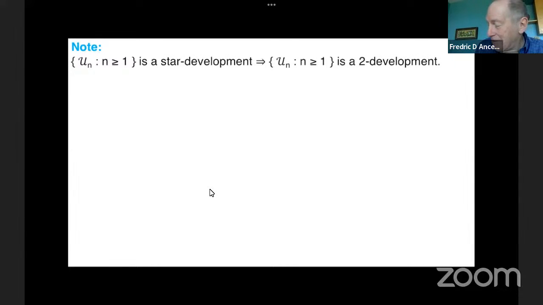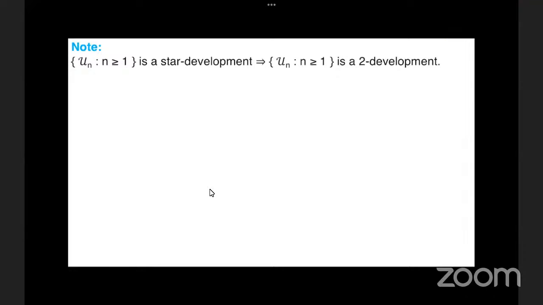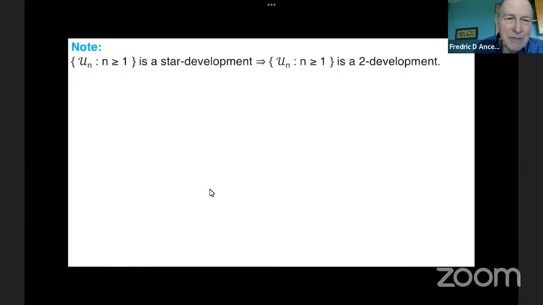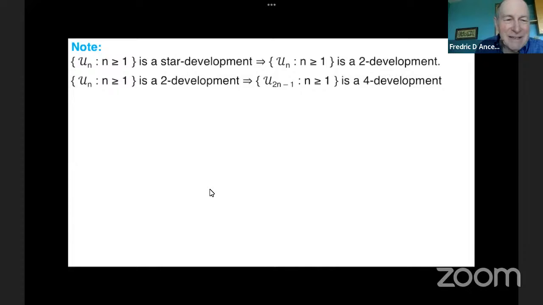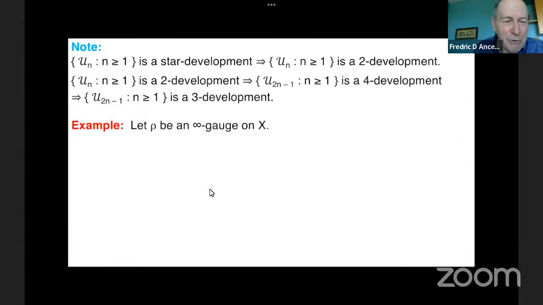Okay, and it turns out it's easy to see that if you have a star development, it is also a 2 development. In other words, star refining implies 2 refining. And if you have a 2 development and you skip every other stage, you get a 4 development. And that in turn is a 3 development. So it turns out that the number 3 is important here. That's why I make a point of it.